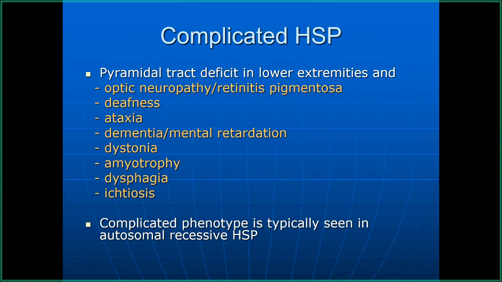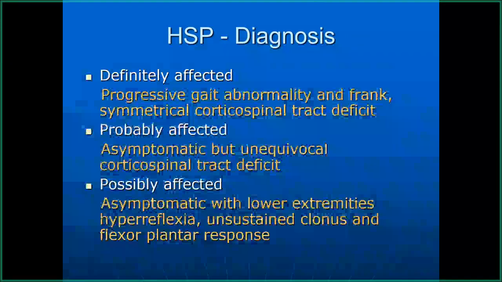But it should be said that typically, not exclusively, the complicated phenotype is seen more in recessive disorders. Again, we talked about dominant, and this is more seen in the recessive disorders. So again, the diagnostic process can be done going through the categories, starting with definitively affected. Basically, when you have a really progressive gait abnormality and frank unequivocal spinal cord deficit or lesion, then probably affected. Some of these patients are asymptomatic.